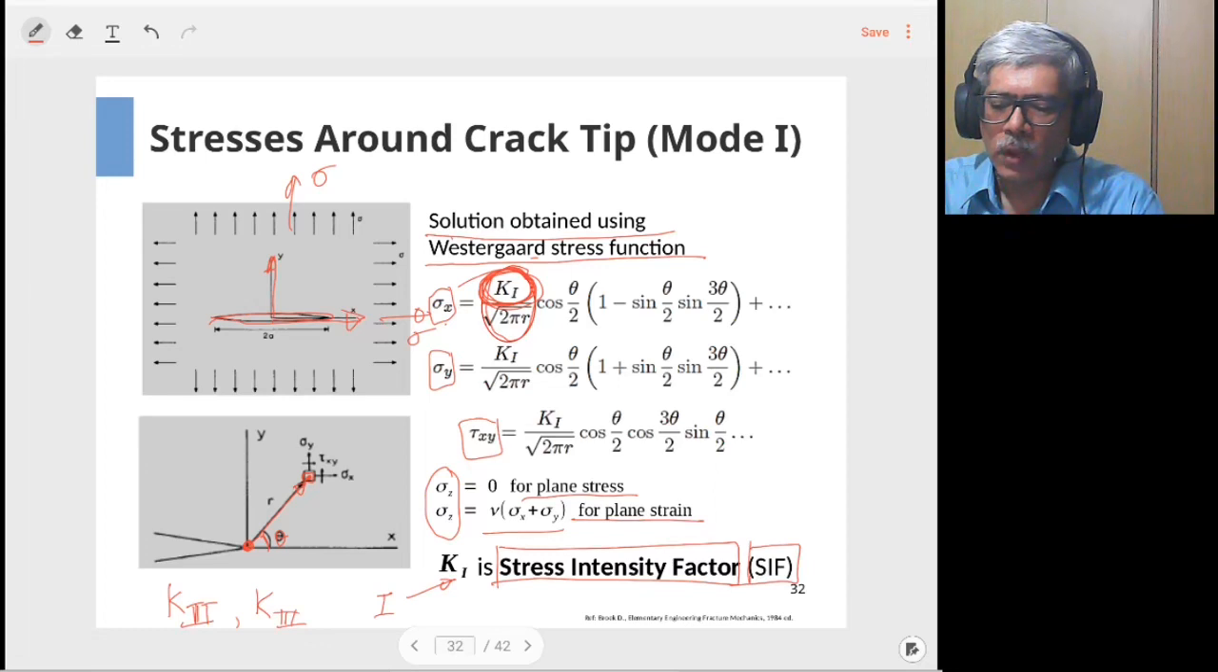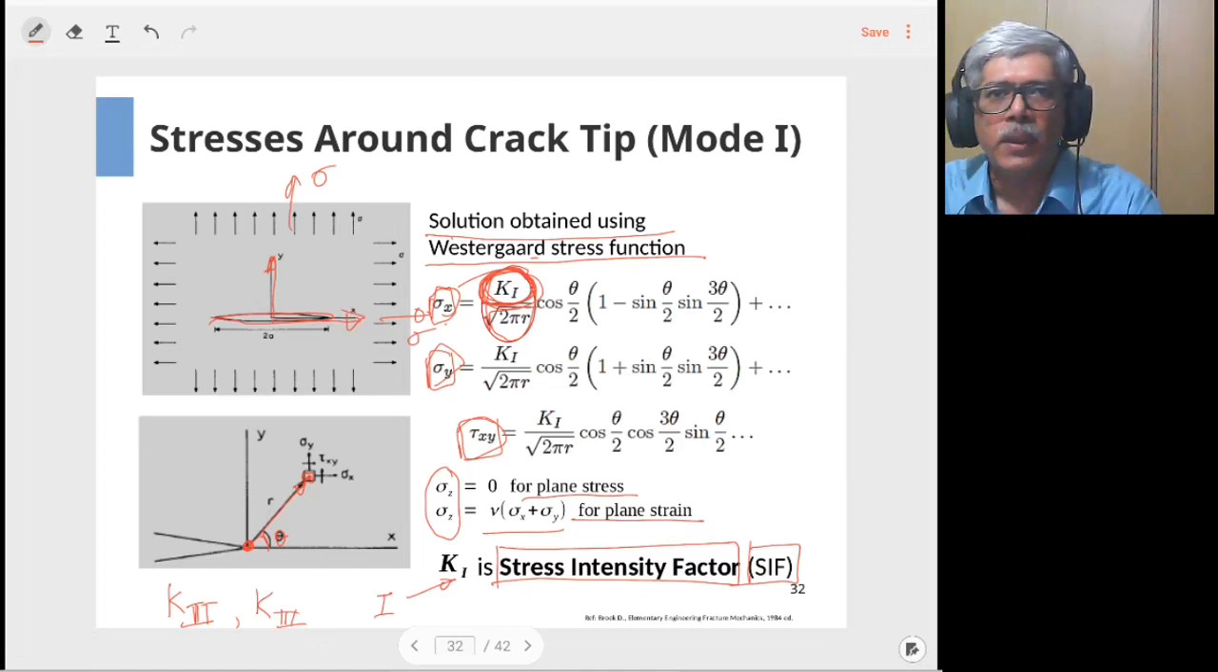The second thing you observe here is that all the stress components, sigma x, sigma y and tau xy, are inversely proportional to under root r. So r is the distance from the crack tip. As you can easily see, as r tends to 0, that is, as you approach the crack tip, the stresses tend to be infinite. So that is the way the LEFM approach predicts the nature of stresses. Practically, we know that the stresses can never reach an infinite value.